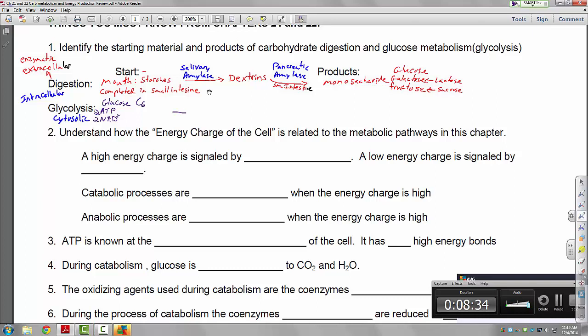What comes out, what are the products? We have 2 pyruvates. Pyruvate is 3 carbons. I'm going to draw the structure just to impress upon you the fact that pyruvate does have 3 carbons. It's an alpha keto acid, a 3 carbon acid, but we have a ketone here on carbon number 2. So we get 2 pyruvates.